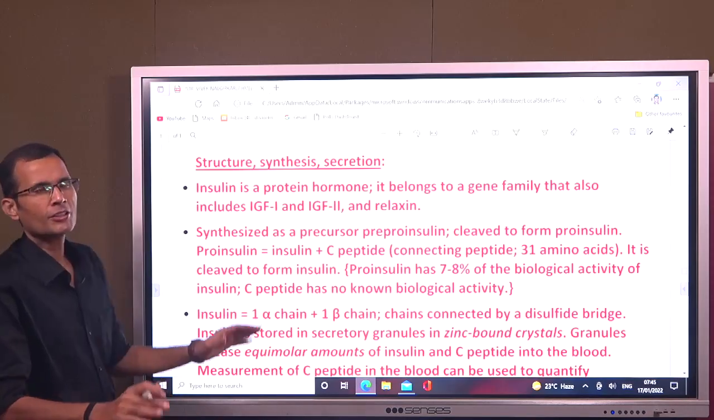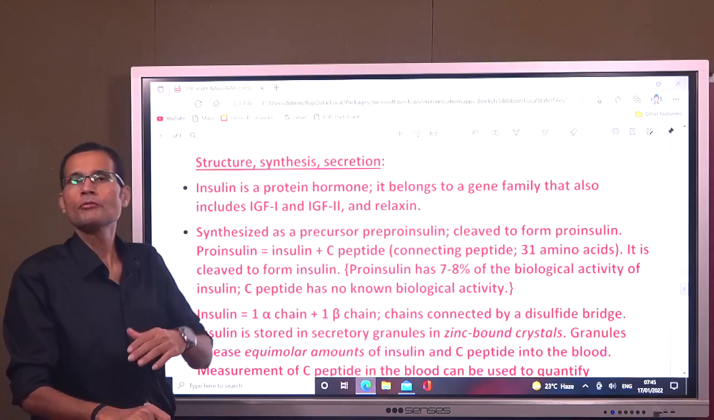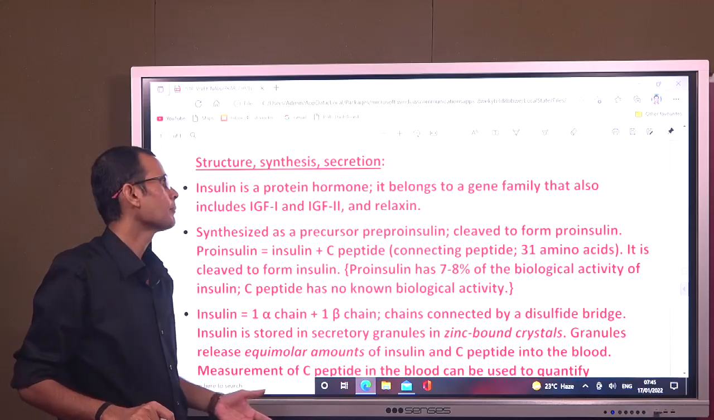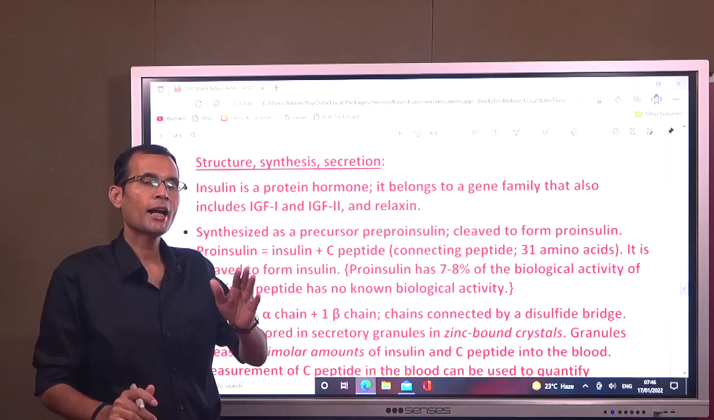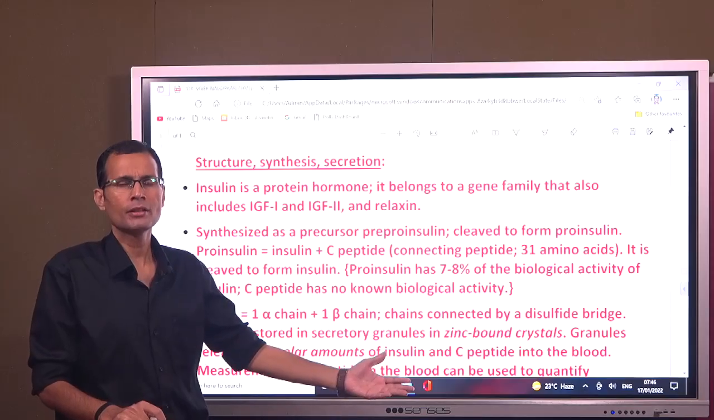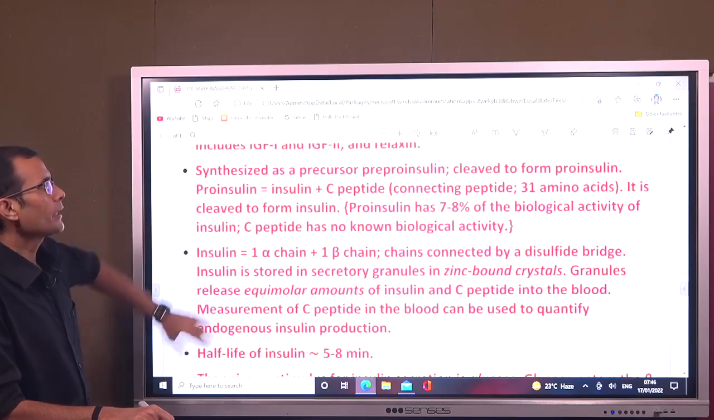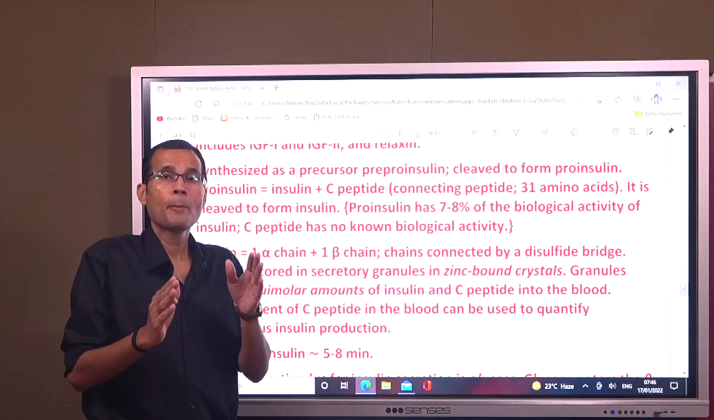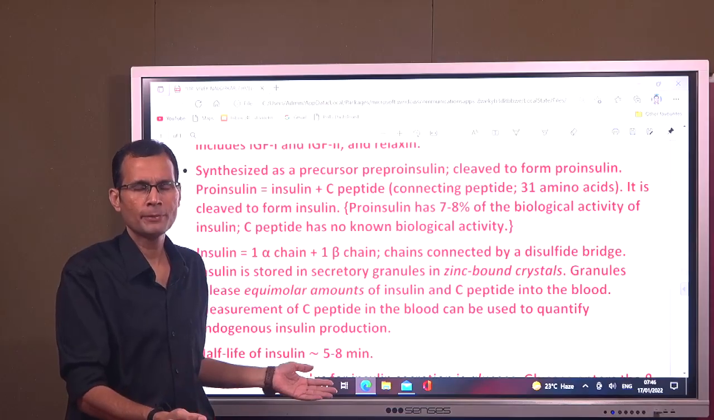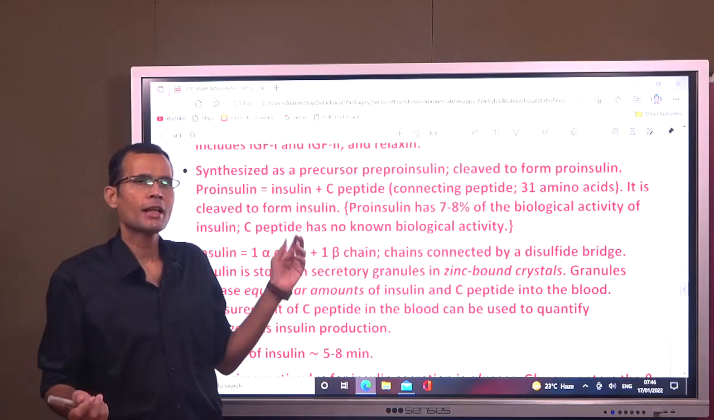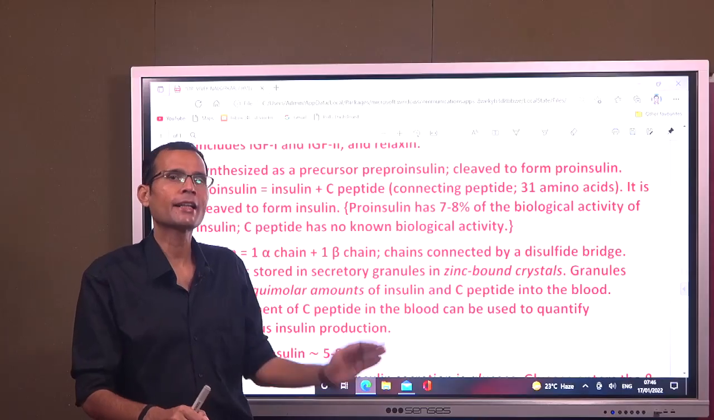Right, let's see the introduction, the synthesis, structure, and secretion. Insulin is a protein hormone. We are already done with that part. It belongs to a gene family that also includes IGF-1, IGF-2 and relaxin. Relaxin we will see in the reproductive system. It is synthesized as a precursor, pre-pro-insulin. That's also the case with all the other peptide or protein hormones. A large polypeptide precursor is cleaved to form the active hormone.